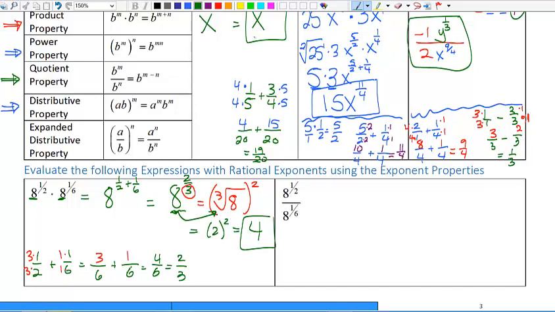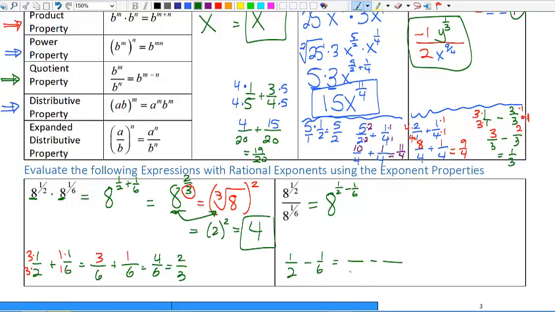The next problem is very similar to it, except it's a division. So instead of adding my two exponents, I'm going to be subtracting by using the quotient property. What happens to the base 8? Yep, that's right, it stays 8. And I'm just going to take the top one minus the bottom one, and that will leave my leftovers in the top. 1/2 truly is bigger than 1/6. So I have 1/2 minus 1/6.